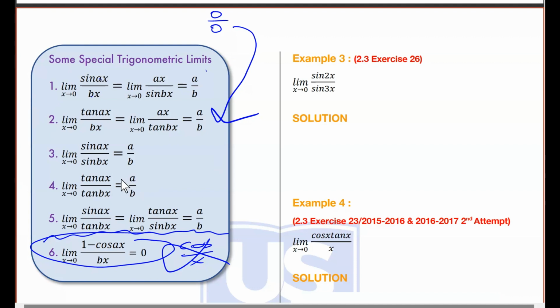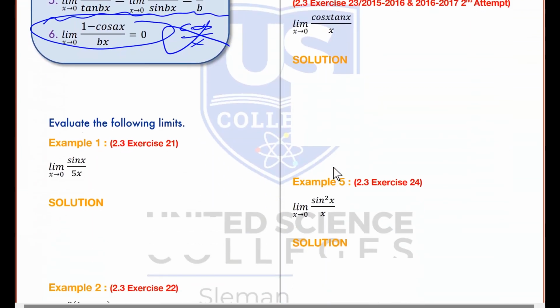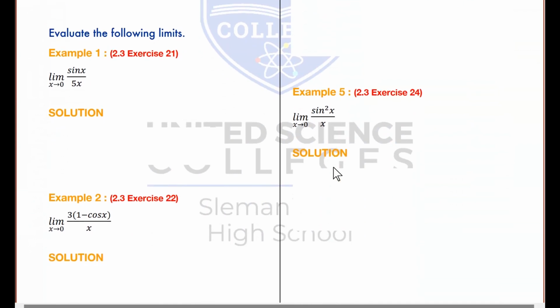Okay. Sometimes you have sine, sometimes tan, sometimes together. Sometimes only sine, sometimes only tan, sometimes they are together. So the rule is always coefficient of x's. So let's take a look at some examples.